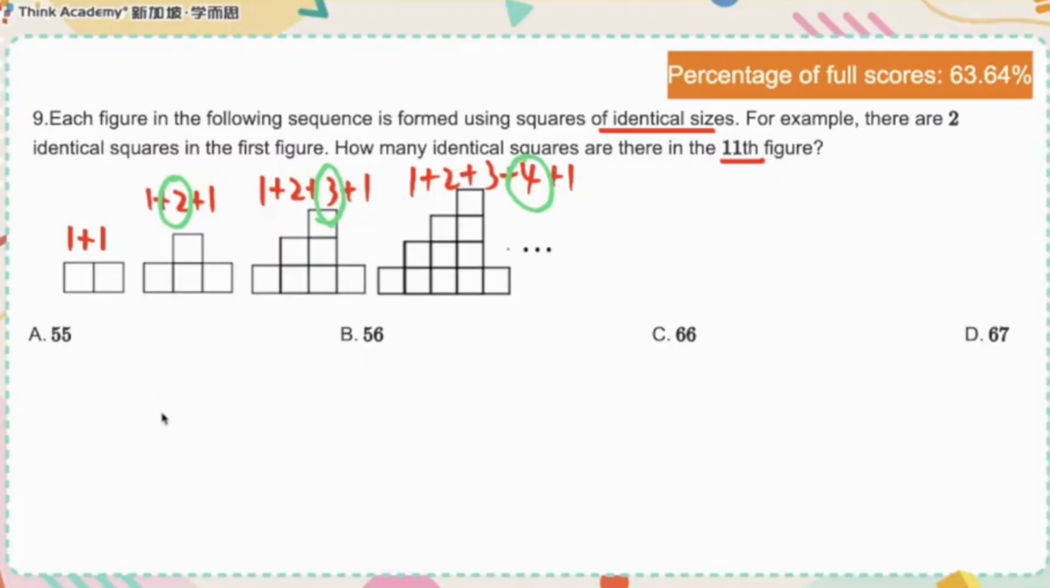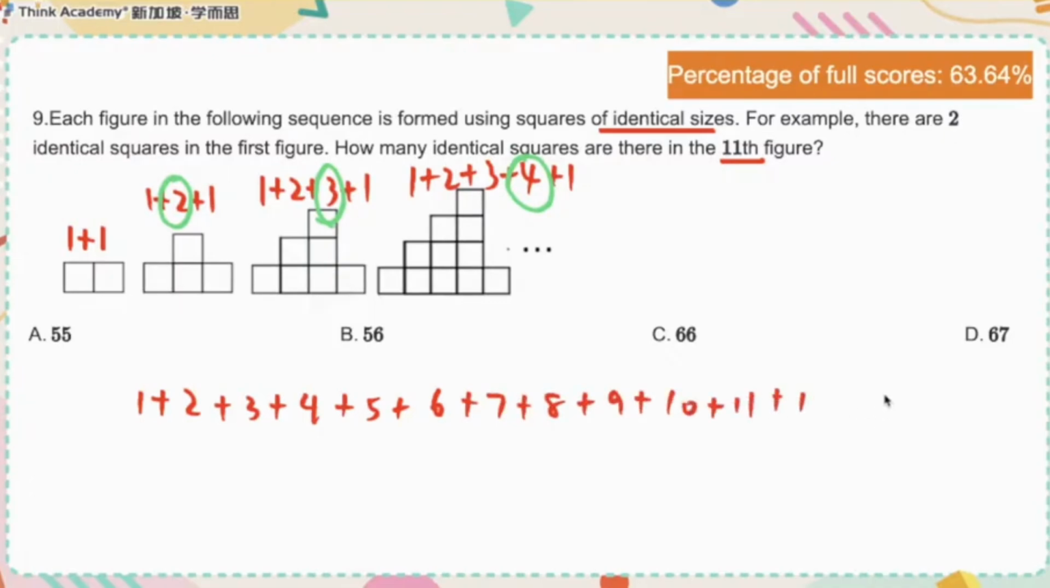So for the 11th figure, we need to do 1 plus 2 plus 3 plus 4 plus 5 plus 6 until 11. Let's write it down. Plus 7 plus 8 plus 9 plus 10 plus 11 plus 1. And then after calculation, you will know the answer is 67. That will be option D. Okay? Then this time, let's take a look.